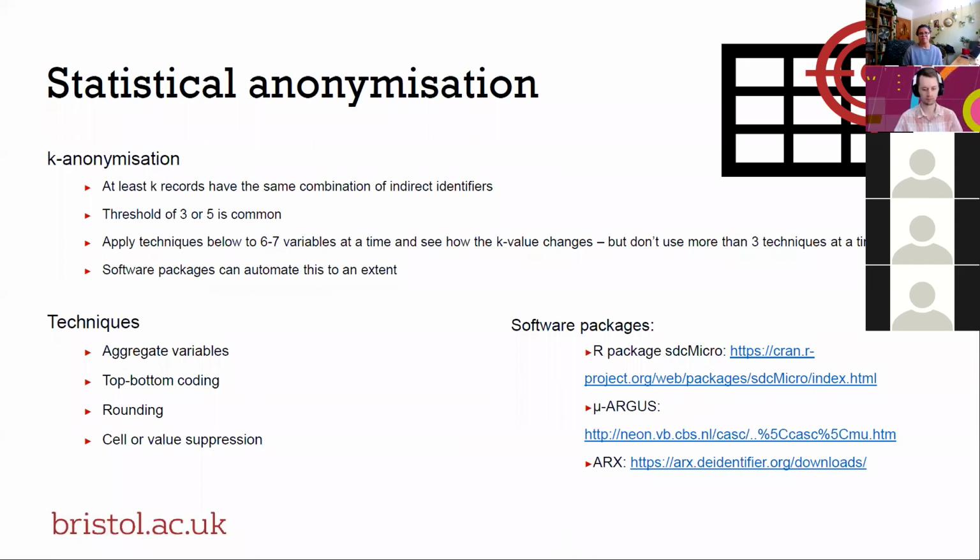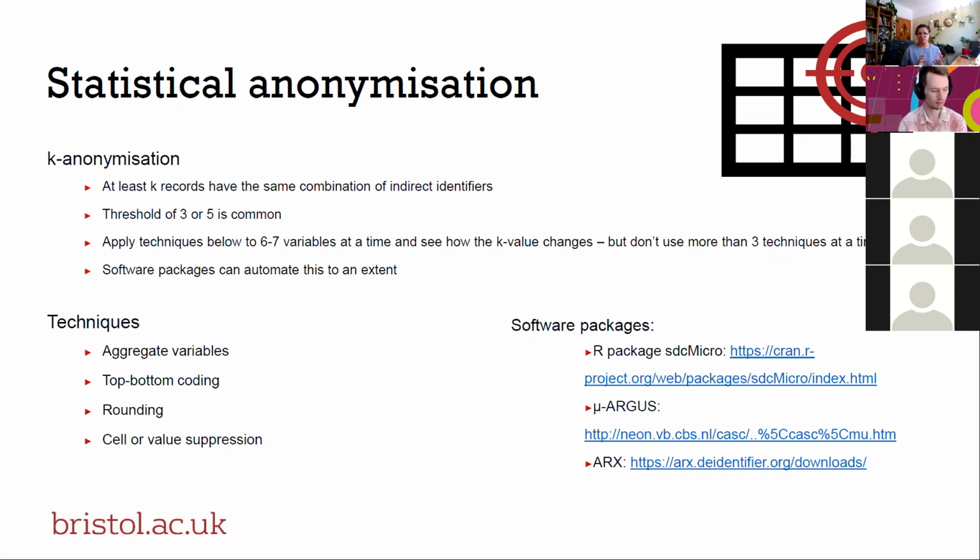Another option is statistical anonymisation, where we try and change the nature of quantitative data such that it's less likely that people could be identified from it. One of the most common ways of doing this is to ensure that there's a minimum threshold of records which have the same combination of indirect identifiers. So, you know, there's at least 3 men in Glasgow who were plumbers, say, in your data set, so that set of indirect identifiers is not enough to identify any single individual.